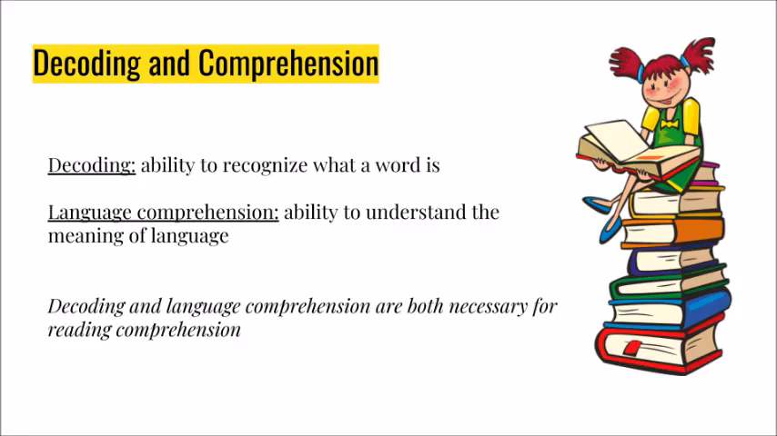Reading has two major elements. The first is decoding, and the second is language comprehension. In other words, students must be able to recognize the word and understand the meaning of the language being used, such as having a background knowledge of the topic they're reading about, or understanding the vocabulary. Decoding and language comprehension are both necessary for reading comprehension.